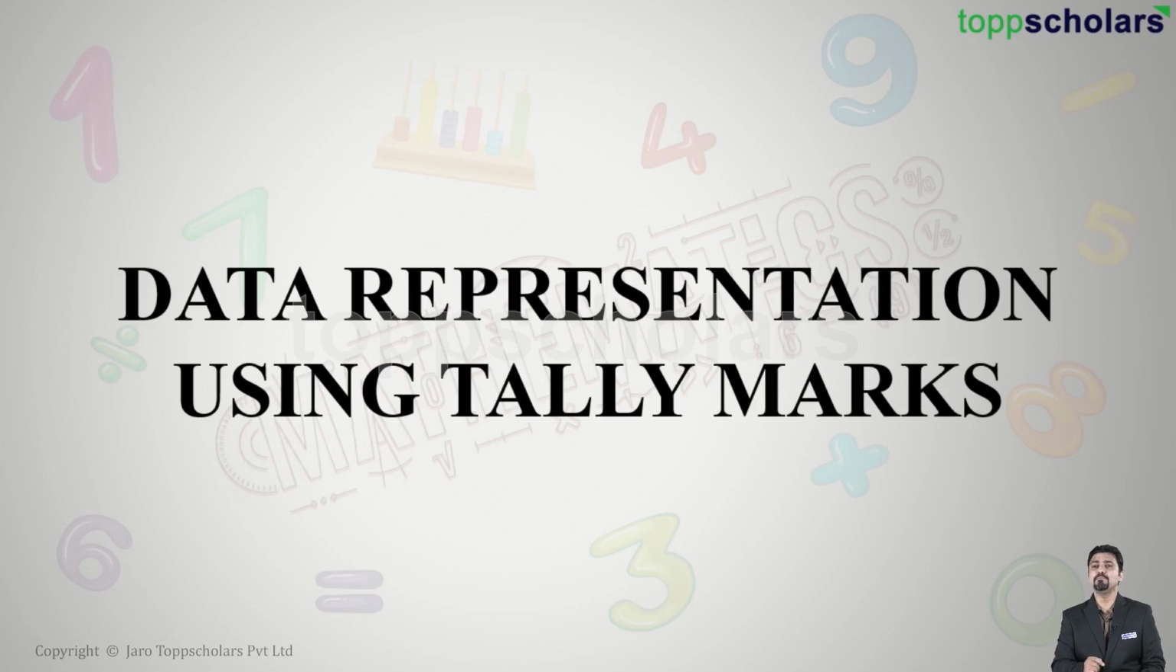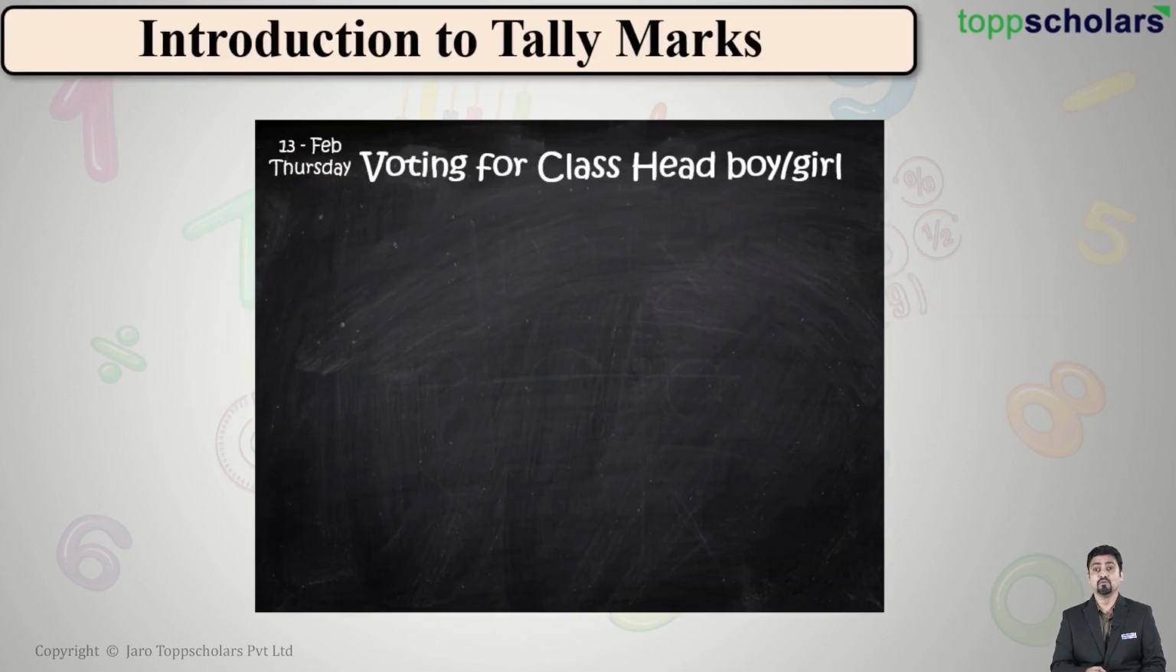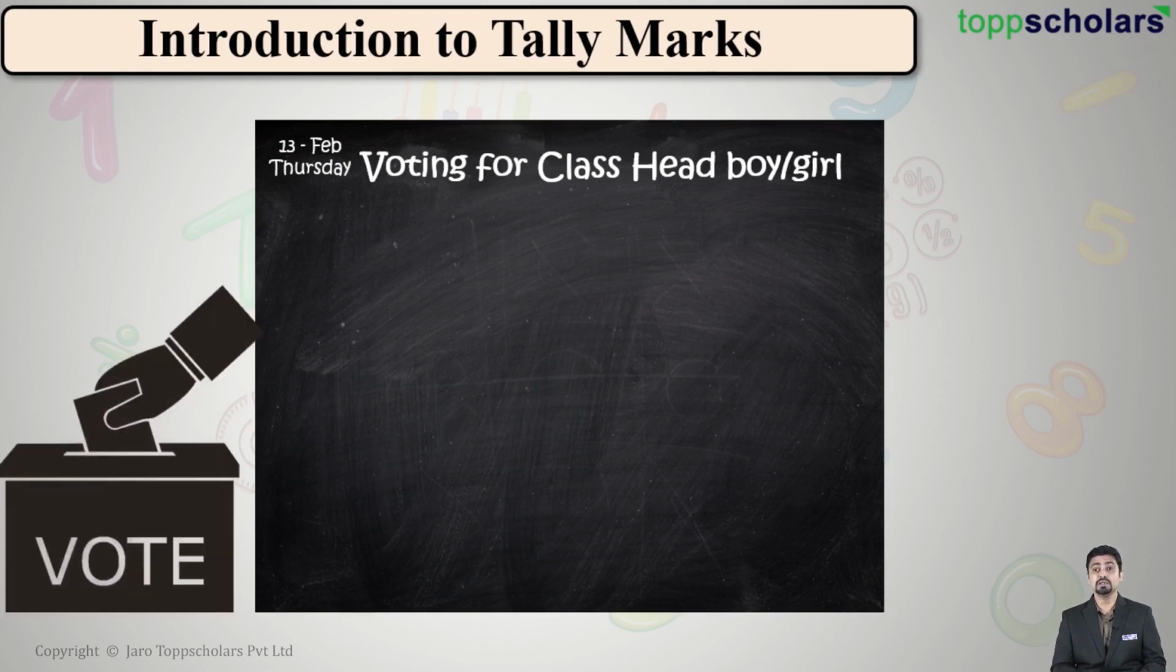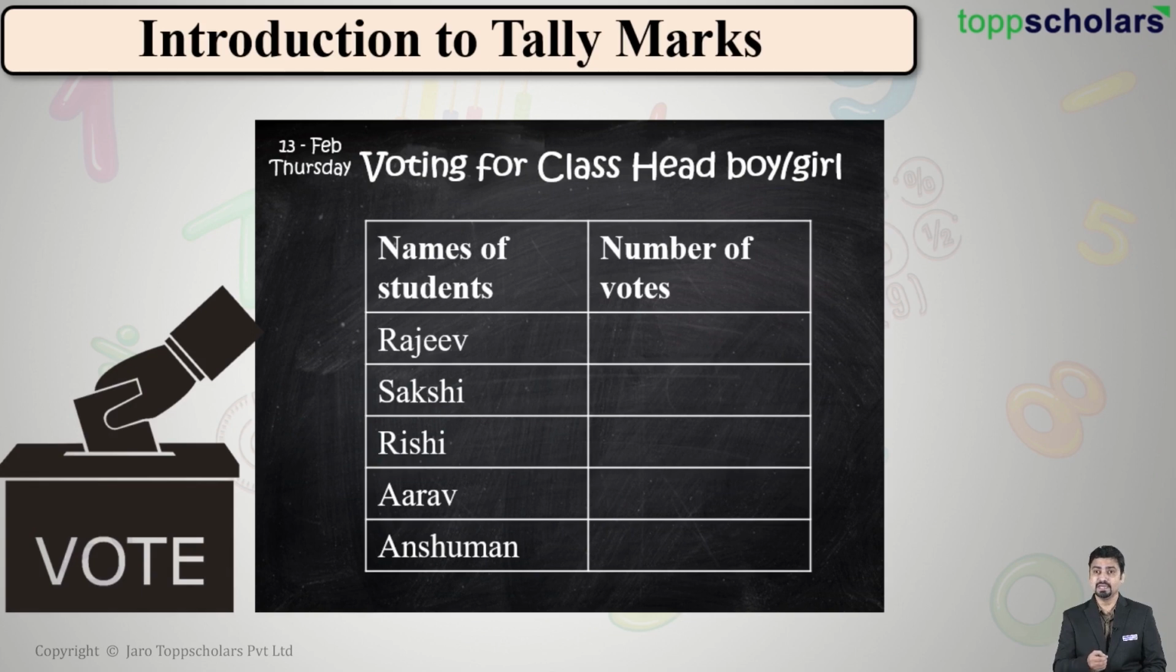Let us now study an important and new concept of data representation using tally marks. We have here voting for a class head boy or head girl, and many students will come and vote for these students. They are the students who want to become head boy or head girl. Rajiv, Sakshi, Rishi, Arav, Anshuman, all of them are standing for the election, and after voting, we will be writing down the number of votes each of them gets.